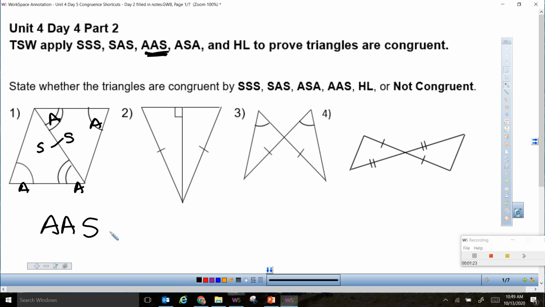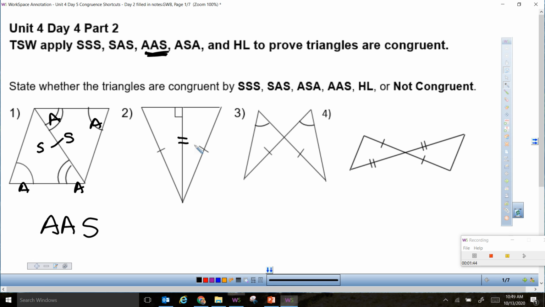Next one, number two. The first thing you need to mark is the shared side. So notice the hypotenuse already has one tick mark showing that the hypotenuse for each of those triangles are congruent. So I want you to mark the shared side with two tick marks. Don't use one because one tick mark has already been used. So that shared side needs two tick marks.